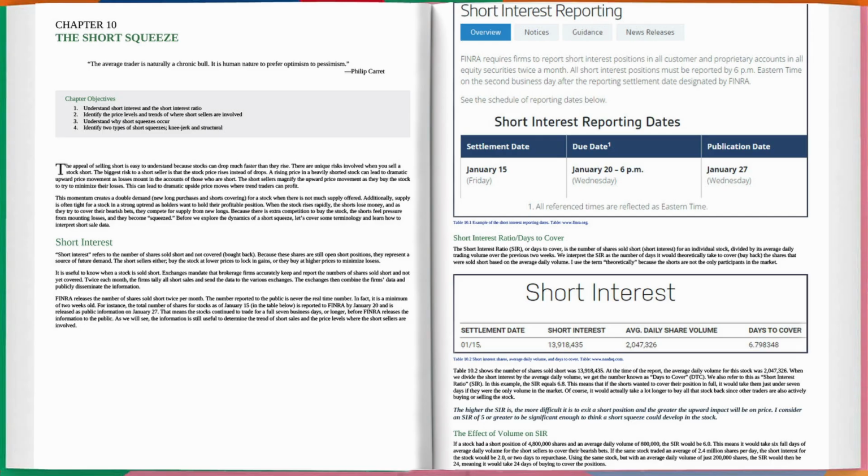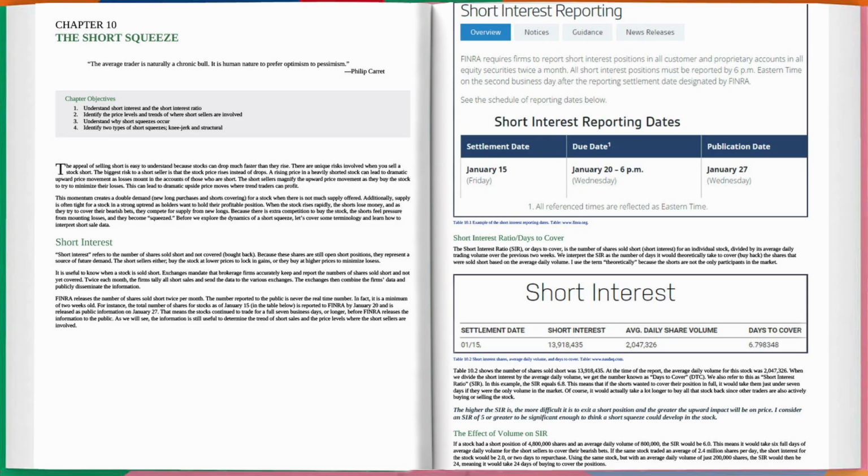Table 10.2 shows the number of shares sold short was 13,918,435. At the time of the report, the average daily volume for this stock was 2,047,326. When we divide the short interest by the average daily volume, we get the number known as days to cover, DTC. We also refer to this as short interest ratio, SIR. In this example, the SIR equals 6.8. This means that if the shorts wanted to cover their position in full, it would take them just under 7 days if they were the only volume in the market.